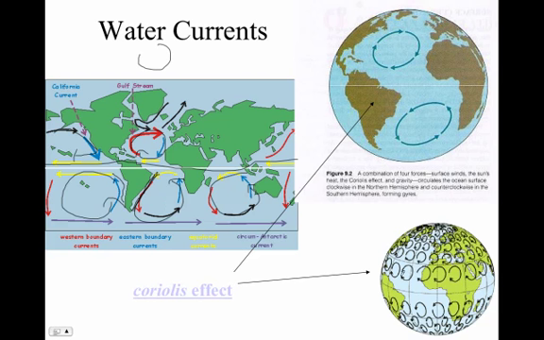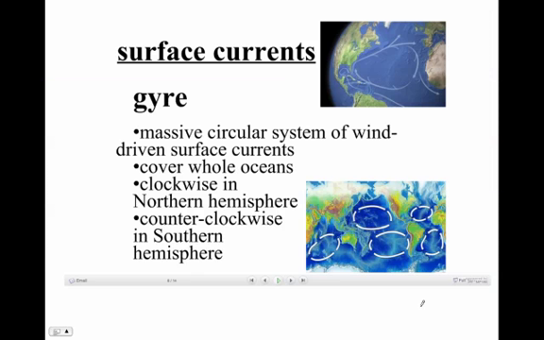So the Coriolis effect causes things to spin clockwise in the northern hemisphere, counterclockwise in the southern hemisphere. So a surface current actually has a special name called a gyre, a massive circular system of wind-driven surface currents. They cover all the oceans, clockwise in the north, counterclockwise in the south. And so these gyres will help push things, like if you're an object in the ocean, it's not the waves or the tides that push you. However, these gyres will push you.